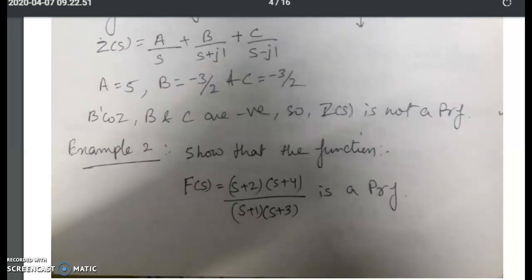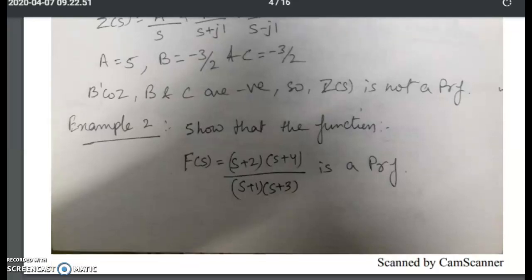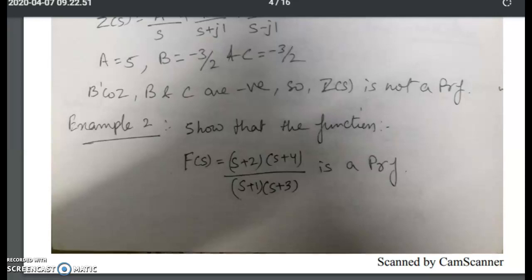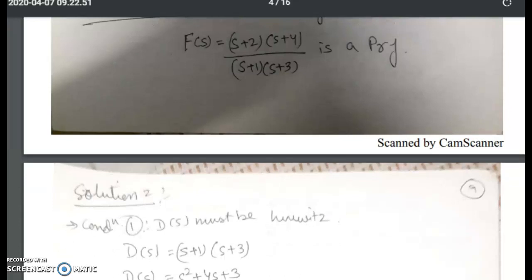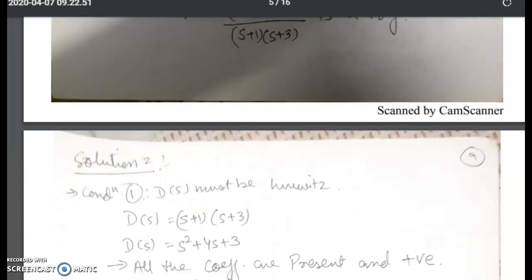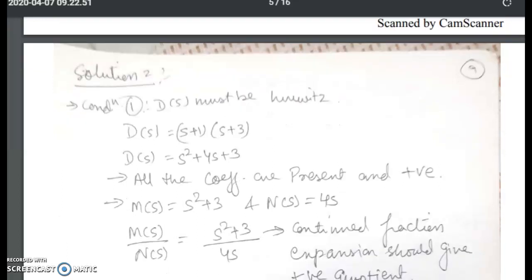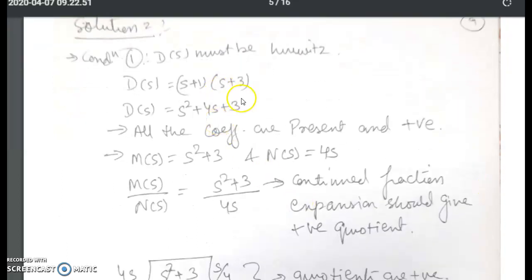Let's take another example. We have to show that the function F(s), which is equal to (s plus 2)(s plus 4) upon (s plus 1)(s plus 3), is a positive real function. Again the same, condition 1 is that the denominator must be Hurwitz. The denominator of the function is given by (s plus 1)(s plus 3). When we check for the Hurwitz polynomial, all the coefficients are present and all are positive. So condition 1 is satisfied. Condition 2 is not applicable because no term is missing.